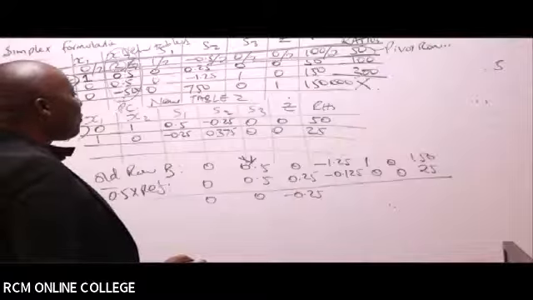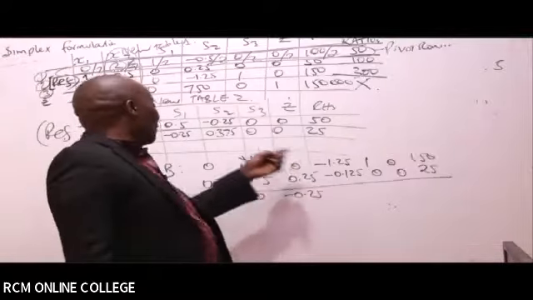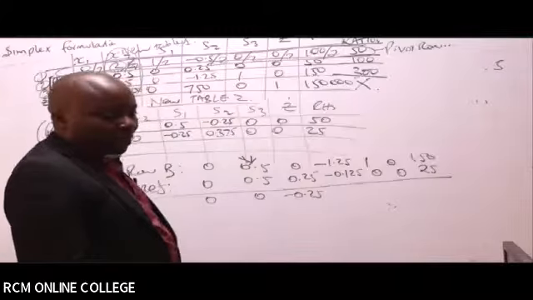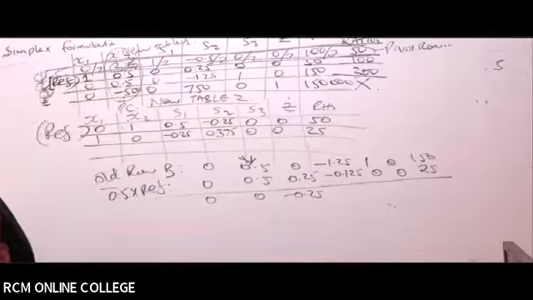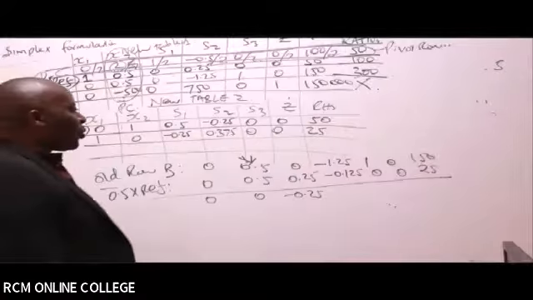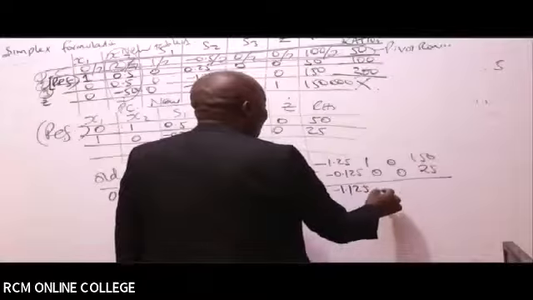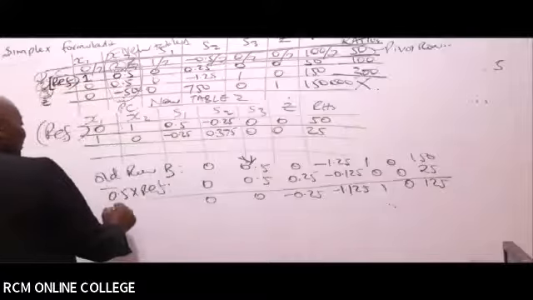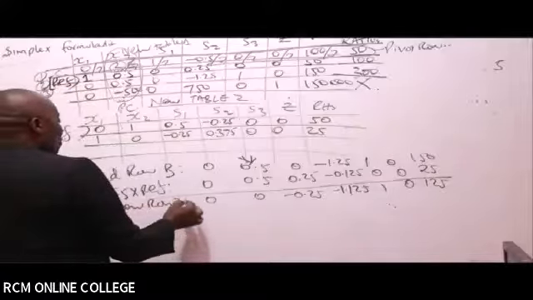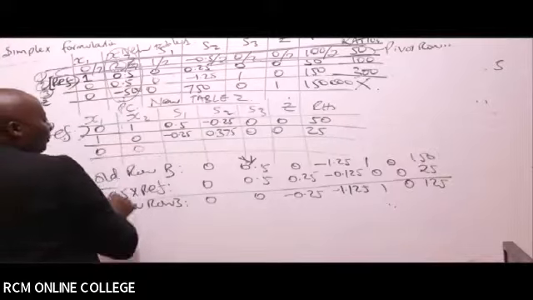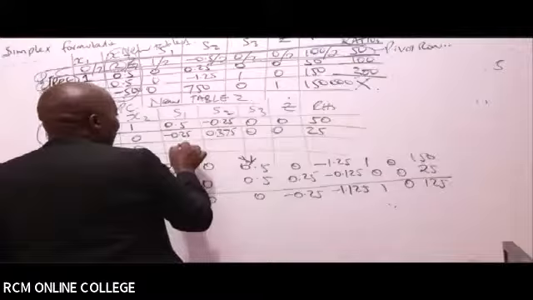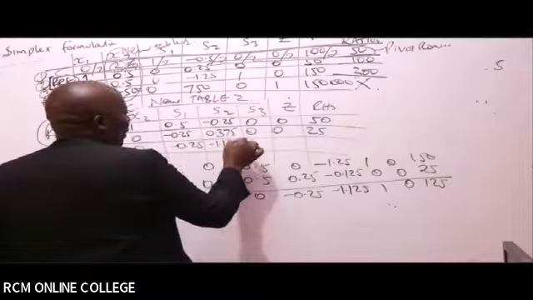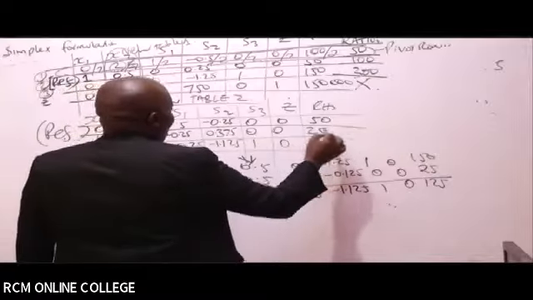So minus 1.25 minus that number gives me what figure? Minus 1.125, right? Thank you so much. 1, 0, 125. So this is what I write here as my new row 3. My new row 3 will be 0, 0, 0, 0. Then we have minus 0.25, minus 1.125, 1, 0, 125.